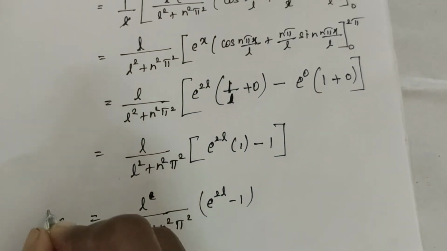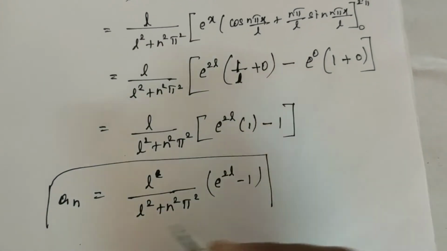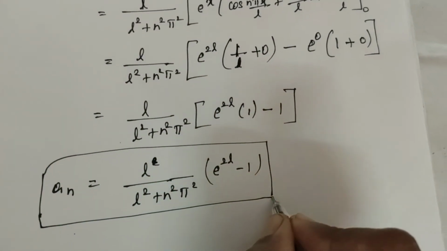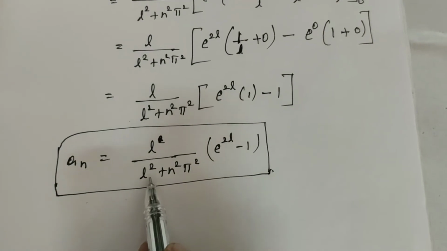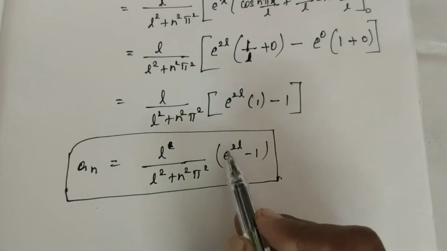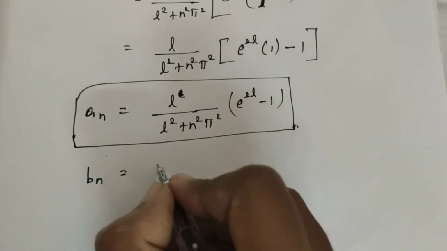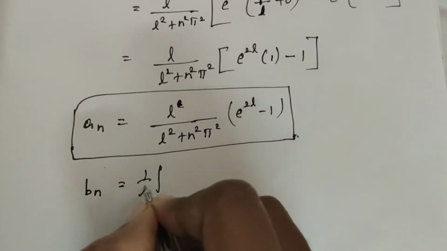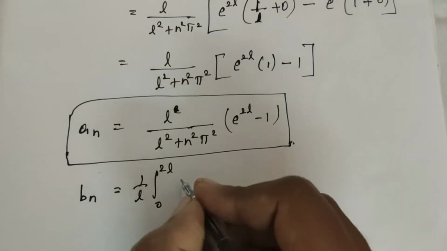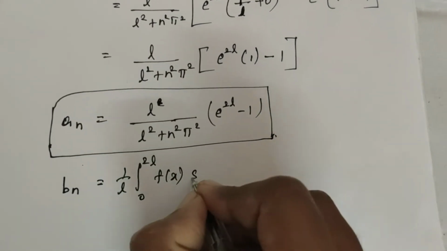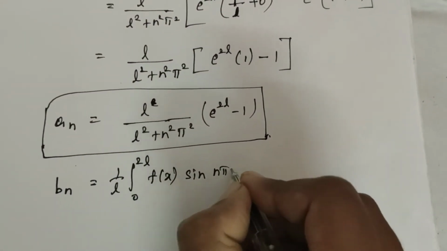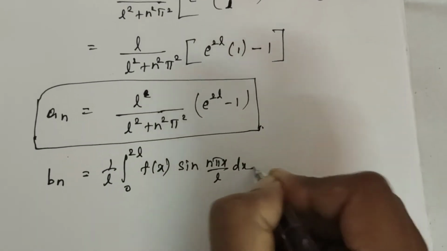Okay, this is the value of an. So an is l by l square plus n square pi square into e power 2l minus 1. Next, we can find bn. So bn is equal to 1 by L integral 0 to 2L f of x into sin n pi x by L into dx.